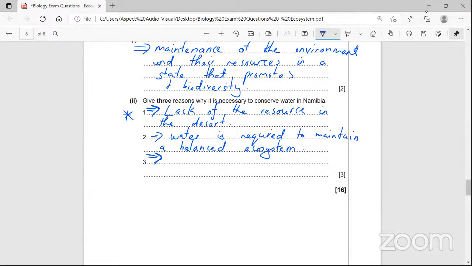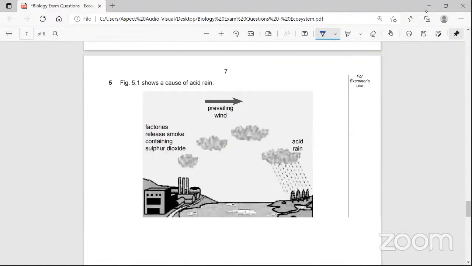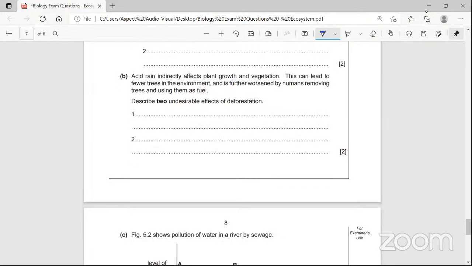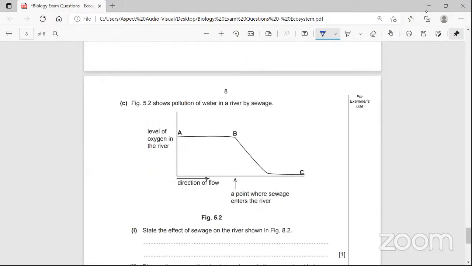Guys, remember, water is required for all organisms. Are we together? Yeah, I guess we take that. Right, guys, let's quickly look at the next one. I think this should be the last question. We'll just get to one part.